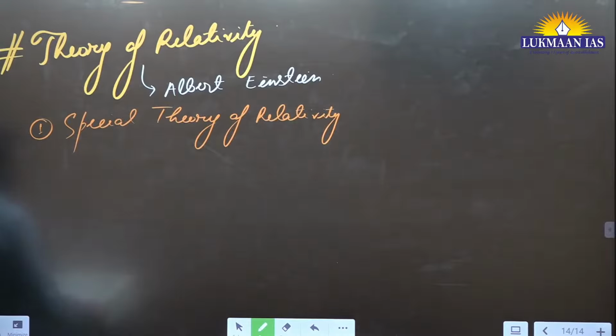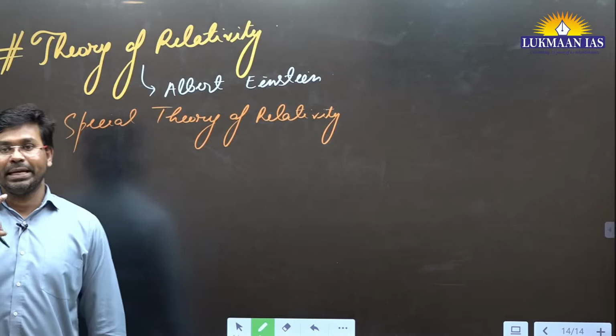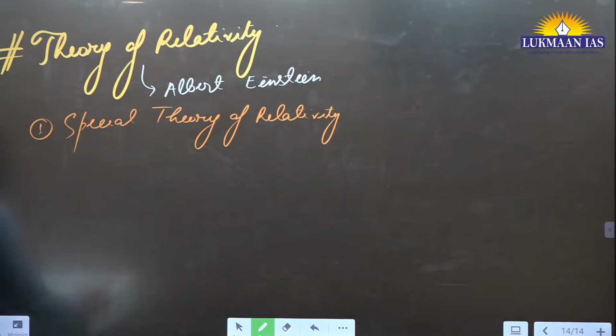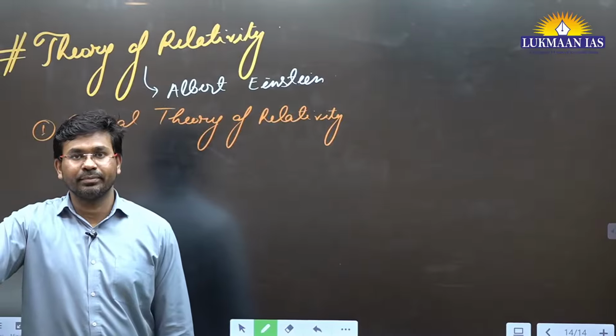The special theory of relativity is a scientific theory proposed by Albert Einstein in 1905. It is based on two postulates.